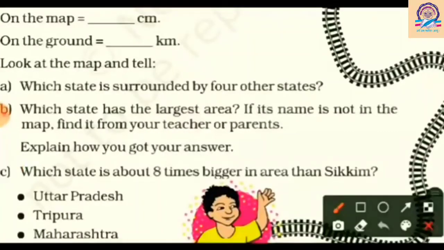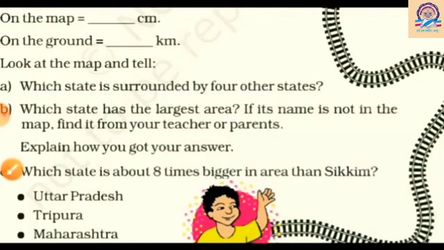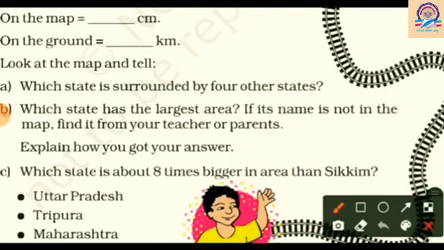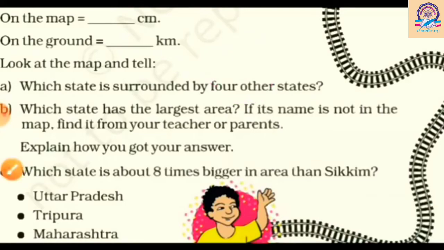Look at the map and tell which state is surrounded by 4 other states. Surrounded means if one state is here, there must be a state on the north, east, south and west. Now let's see the map. Which states satisfy this condition?